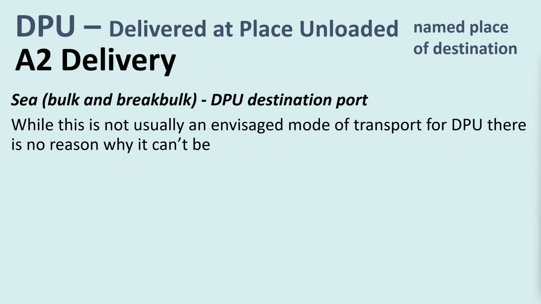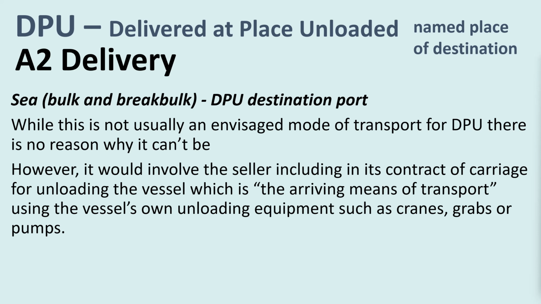C. Bulk and break bulk. DPU destination port. While this is not usually an envisaged mode of transport for DPU, there's no reason why it can't be. However, it would involve the seller including in its contract of carriage for unloading the vessel, which is, after all, the arriving means of transport, using typically the vessel's own unloading equipment such as cranes, grabs or pumps or infrastructure on the port if necessary.